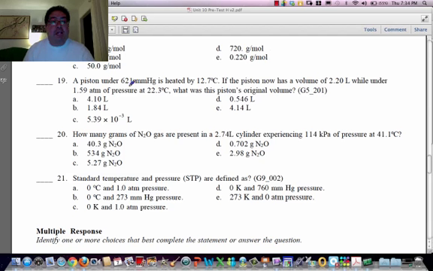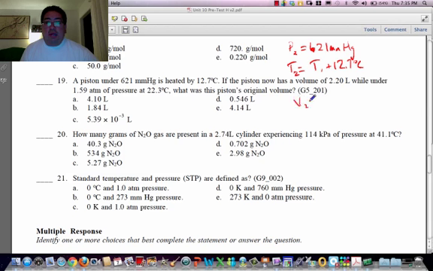So we have a piston under 621 millimeters of mercury that is heated by 12.7 degrees. It doesn't mean it's at 12.7, it means it increased by 12.7 degrees. The piston now has a volume of 2.2 liters, while under 1.5 atm of pressure. So this is P2, that's 621 millimeters of mercury, and the temperature T2 is T1 plus 12.7 degrees Celsius, and we'll get back to that in a second.